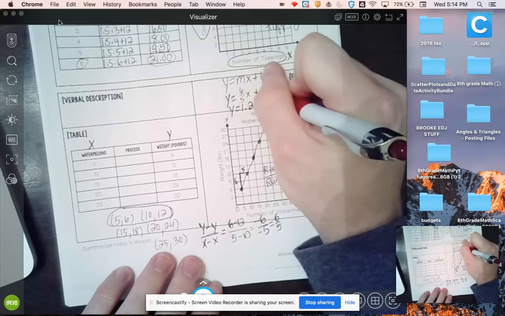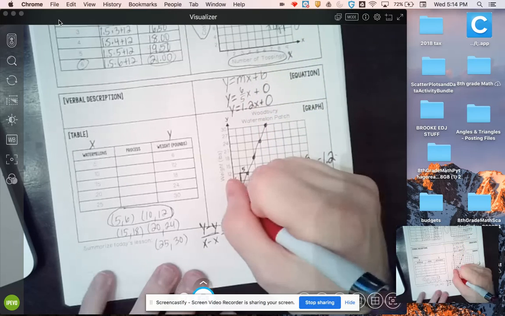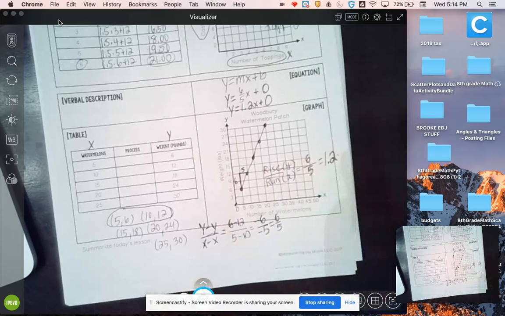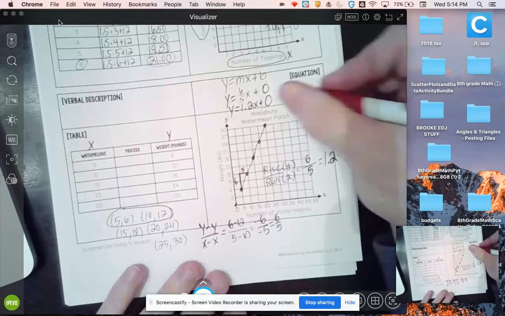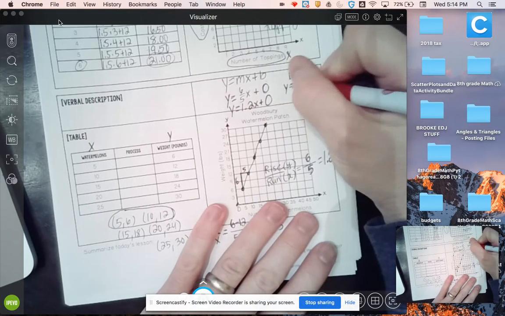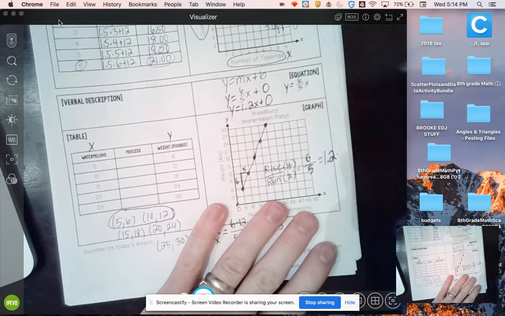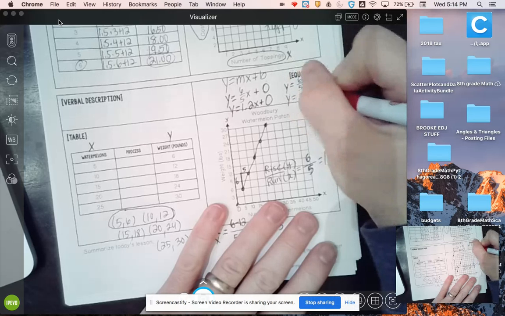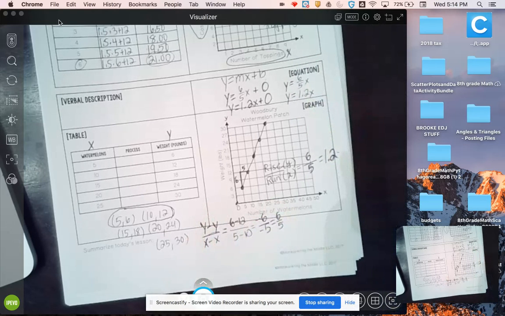So we can put a 0 here for our y-intercept. So 0, nothing. So there's your equation. There's 2 examples for your equation. You can write your equation also like this, or you can write your equation like this. Either way would work. Okay. So there's your answer for that.